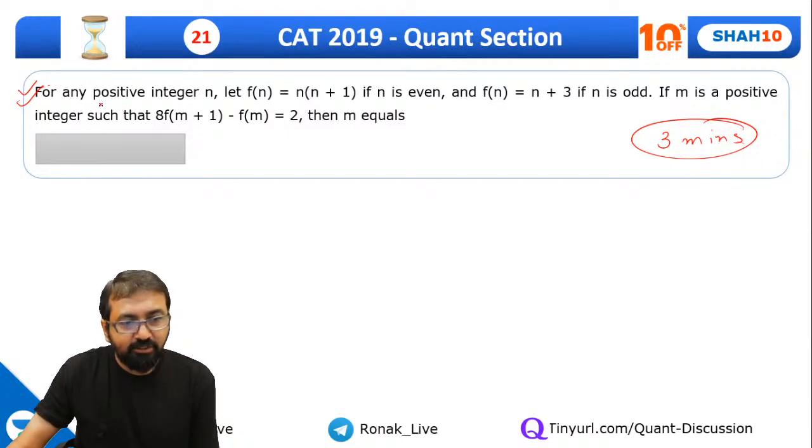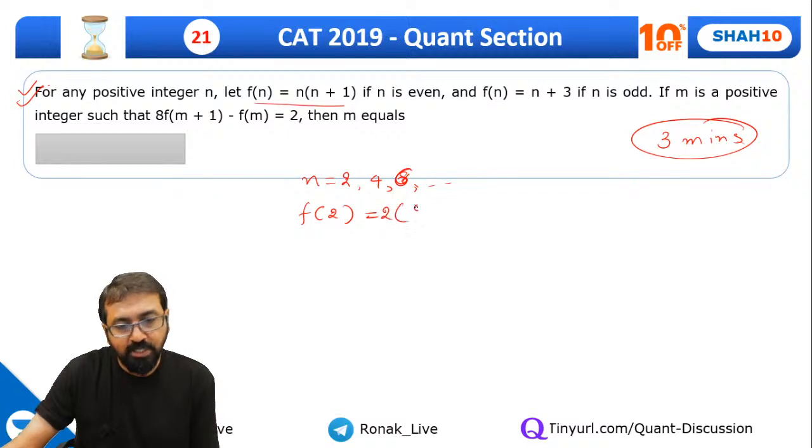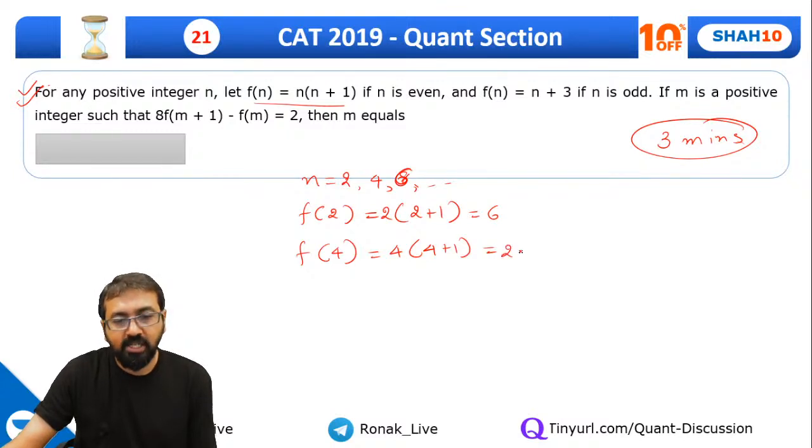Please read it carefully. For any positive integer n, f(n) is equal to n(n+1) if n is even. So if I take n equal to 2, 4, 6, 8 and so on, f(2) will be 2(2+1), that is 6. f(4) will be 4(4+1), so it will come out to be 20, and so forth.